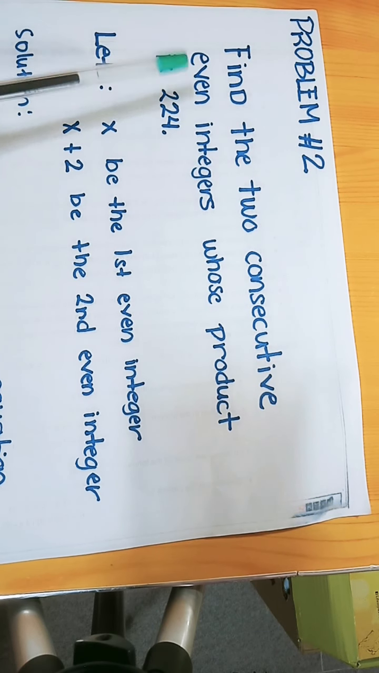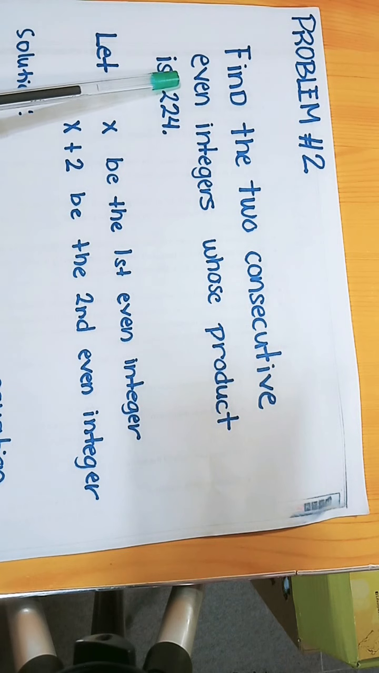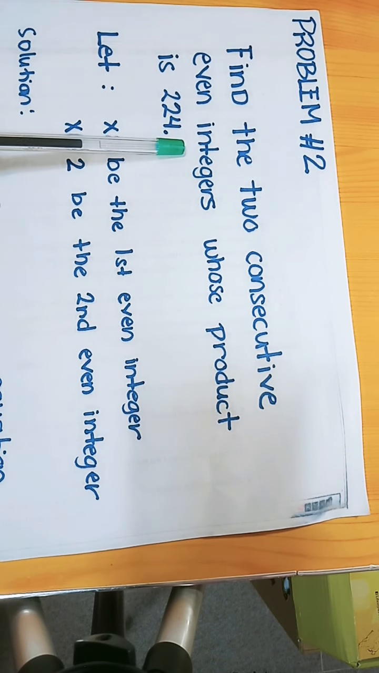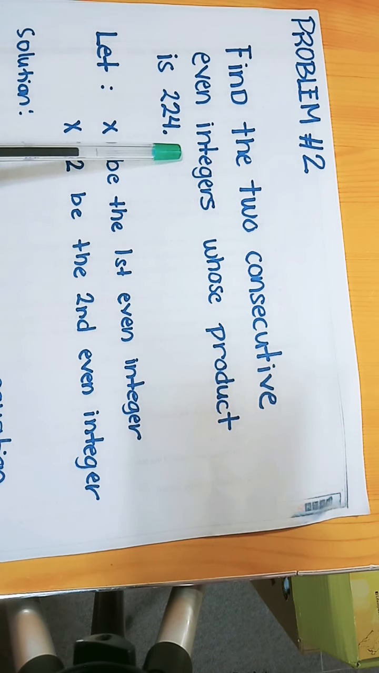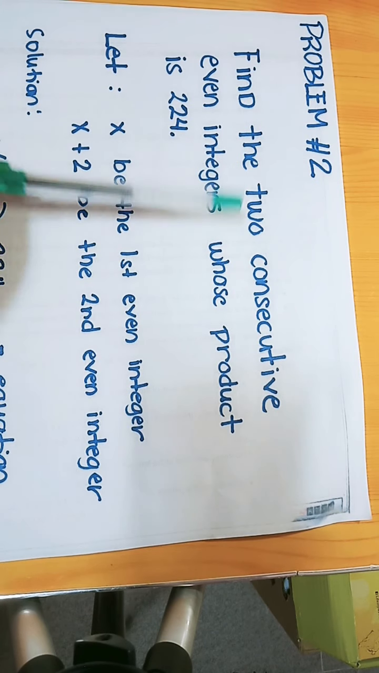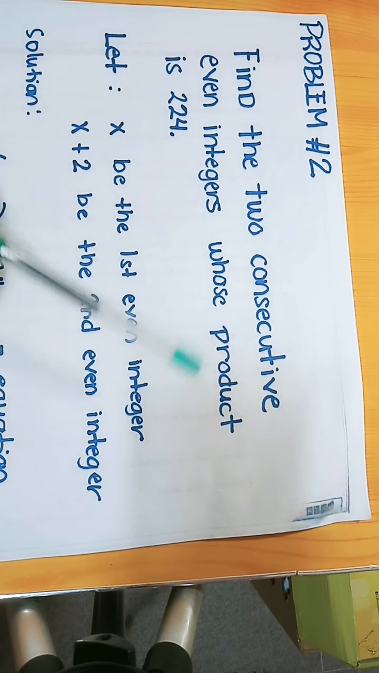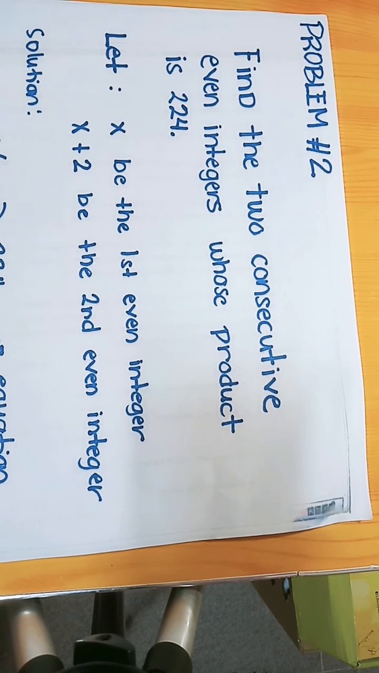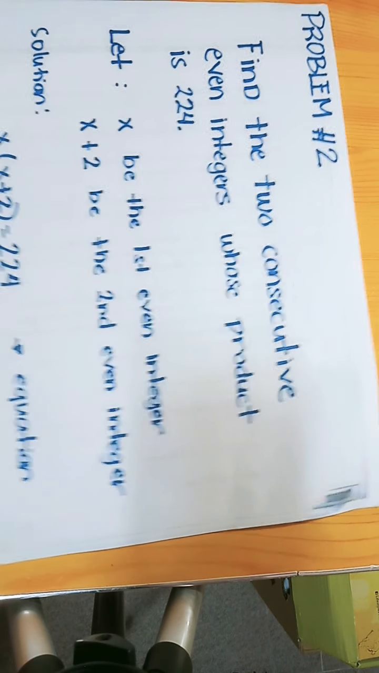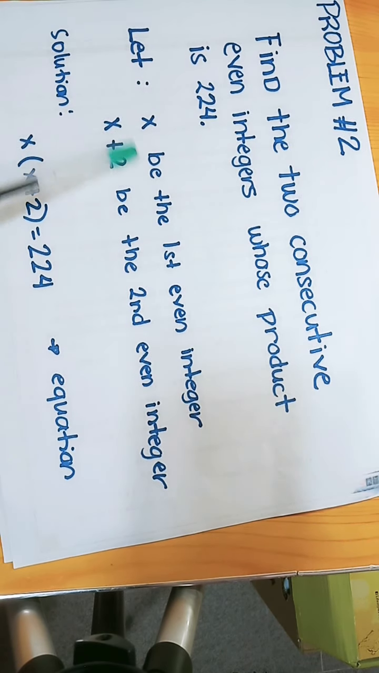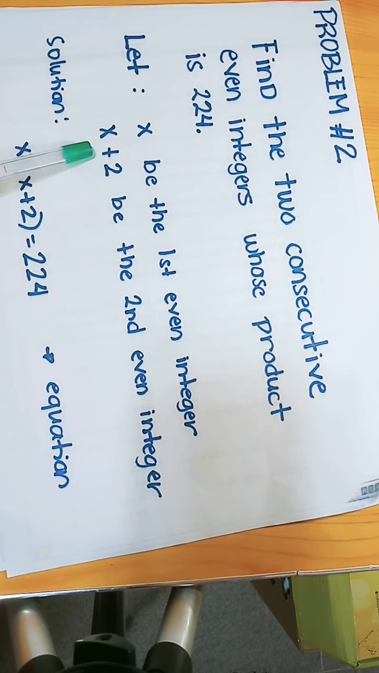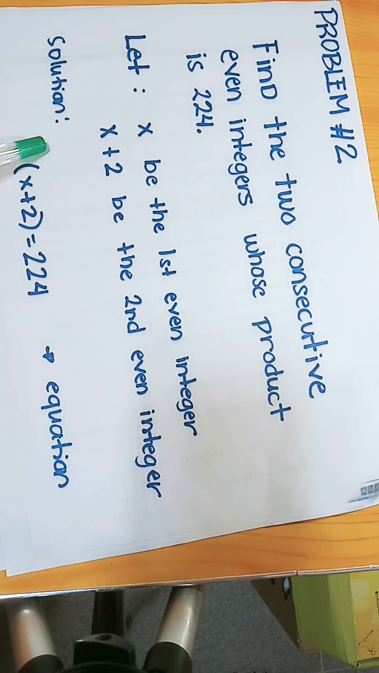So, even numbers are numbers that are divisible by 2. Integers can be positive or negative. Ang sabi, ang 2 consecutive even integers, ang product ay 224. So, I have here the representation. Let x be the first integer, x plus 2 be the second integer. Paano kung may third even integer pa? Mag-a-add ka lang dito ng x plus 4. Ang sunod na ay x plus 6, x plus 8, and so on.